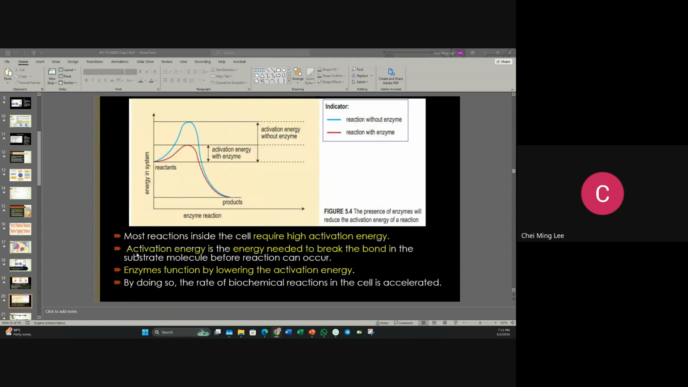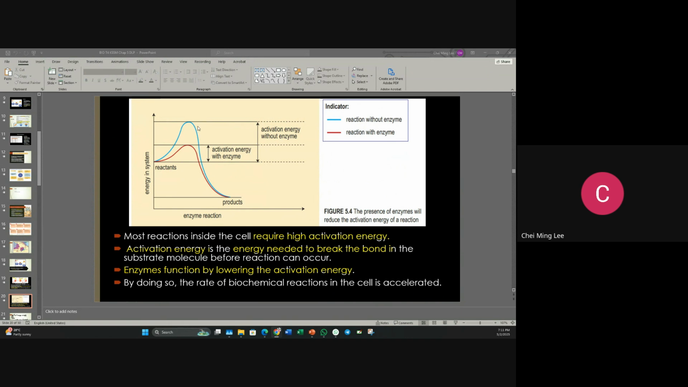All right. Most of the reactions here require high activation energy. For example, the blue color one is without enzyme. You see, why is it slow? It doesn't mean that it cannot break down. It means that the process cannot continue easily without enzyme. But with enzyme, you are able to lower down the activation energy, so the process is faster.